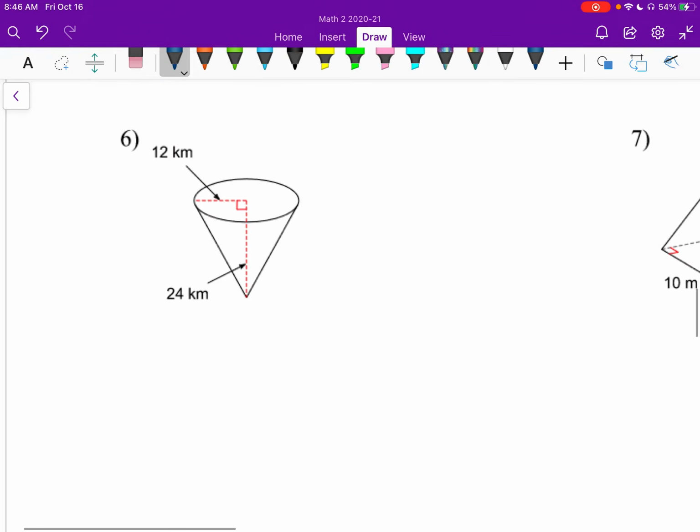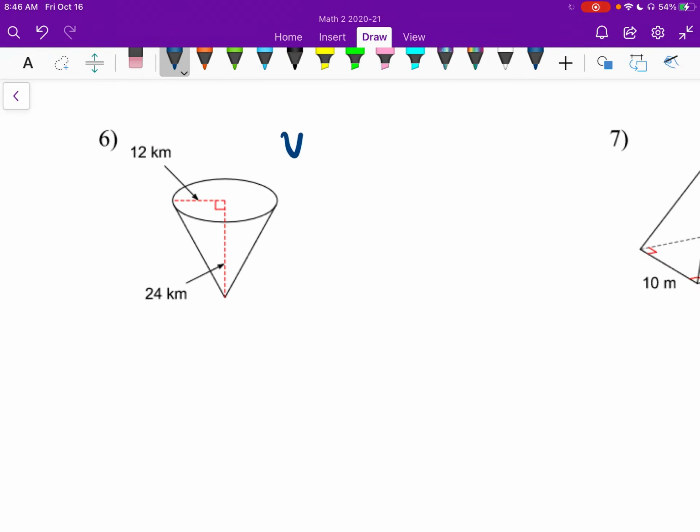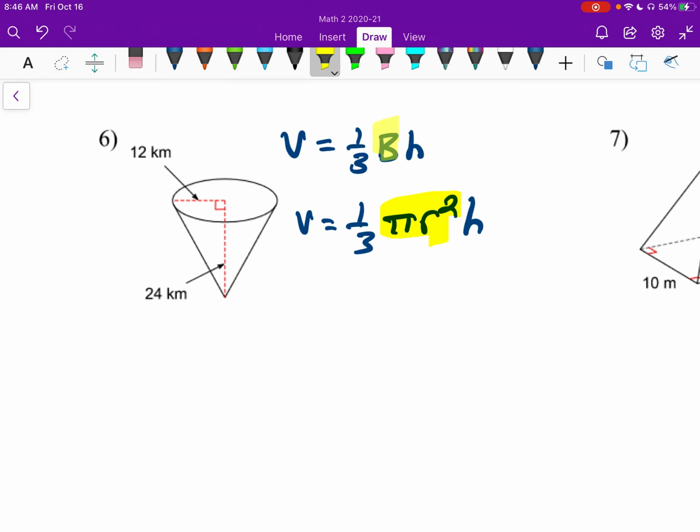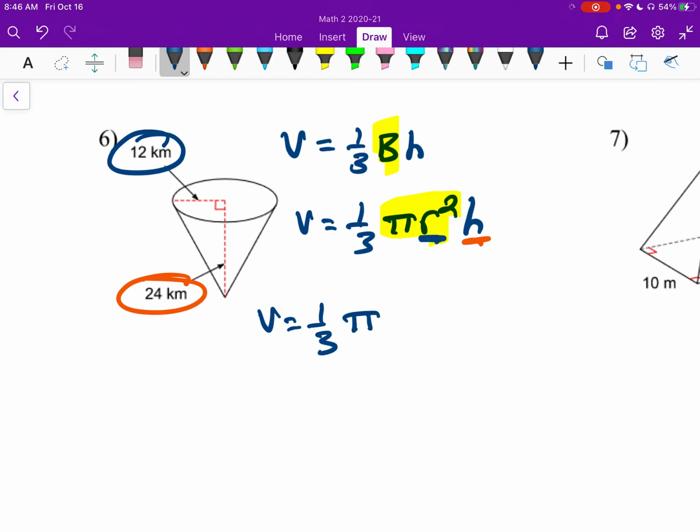Number 6, this is a cone. Volume is going to be equal to 1/3 big base times height. And I told you that we could use the formula volume is 1/3 pi r squared times the height. All I did there was plug in the formula that we have for the base. So here's our radius. Here's our height, and we can just plug in. So we get volume is 1/3 pi 12 squared times 24.